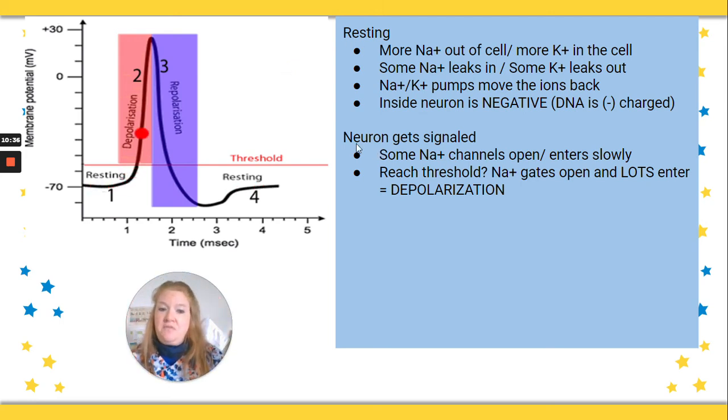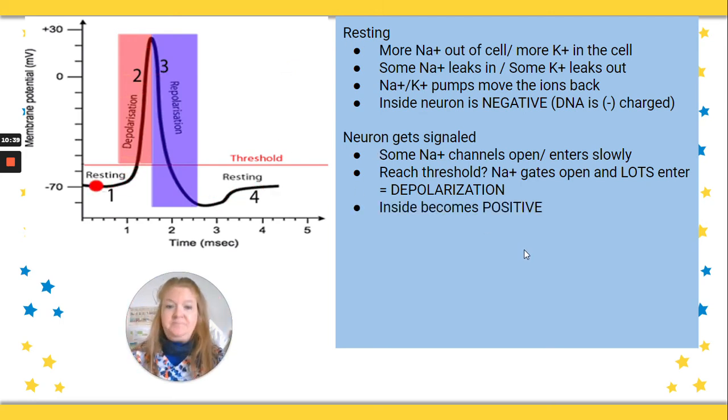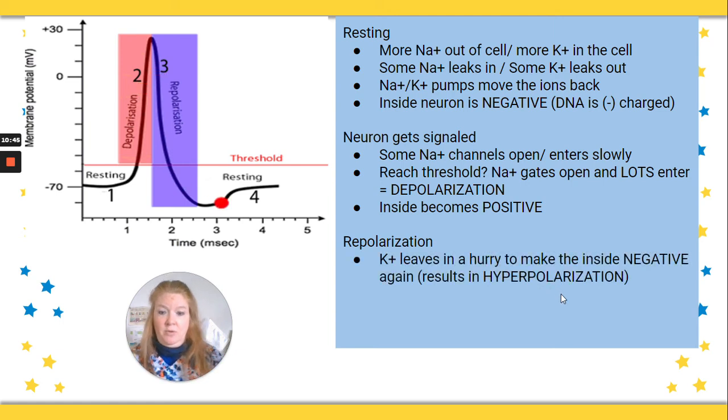So the fastest way to fix that, because the inside just became positive, you can see the chart up here, is in this process of repolarization. The potassium gates open, and we let the potassium leave in a hurry, and it makes the inside negative again. But the cell is so ambitious in this process that usually it lets too much potassium out, and you can see right here this little extra dip. That's called hyperpolarization, like it got too negative. The cell was like, whoa, I tried to fix it too much.